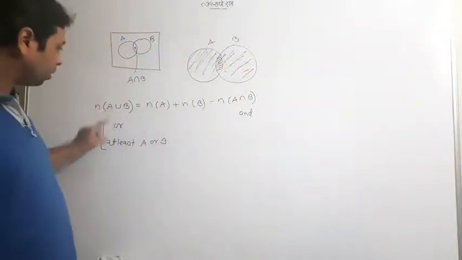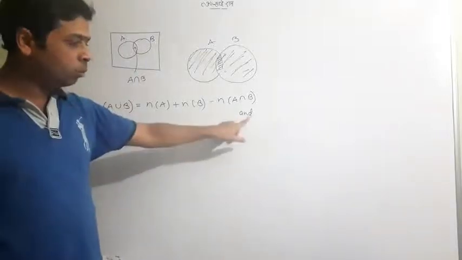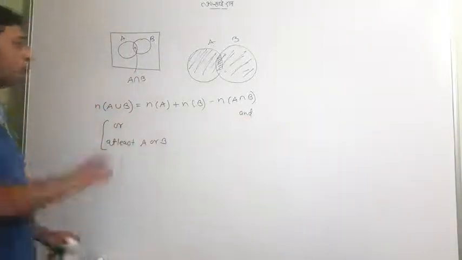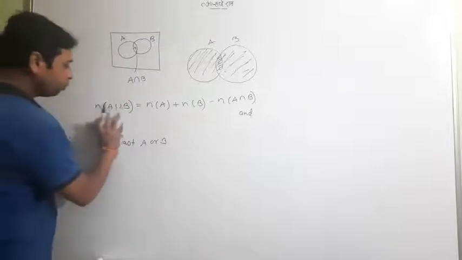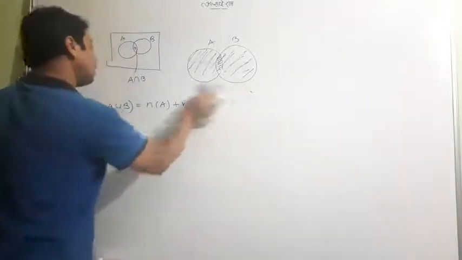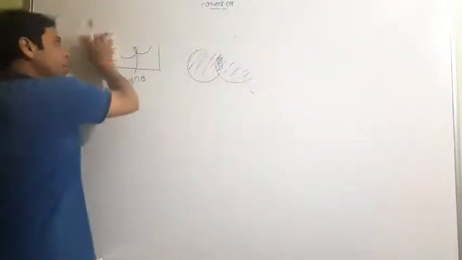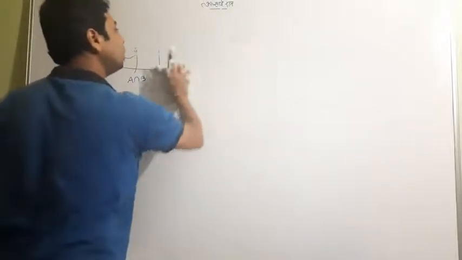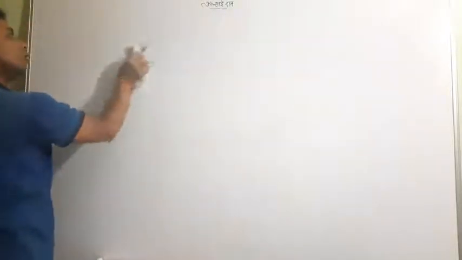So union means these two languages, and intersection means only "and". So keep remembering this formula as well as this. Now we'll have some questions regarding that formula, what kind of question is coming, and how we can solve it. Look at them.